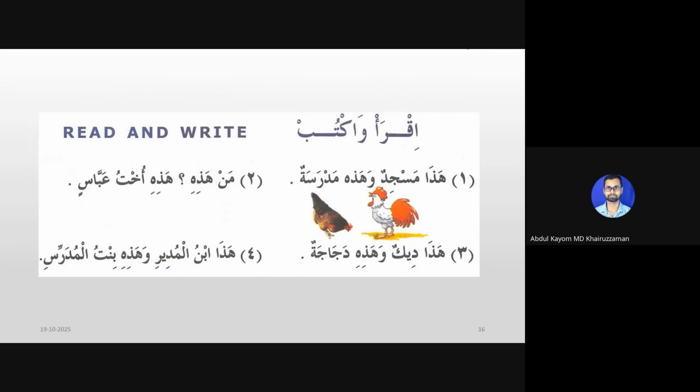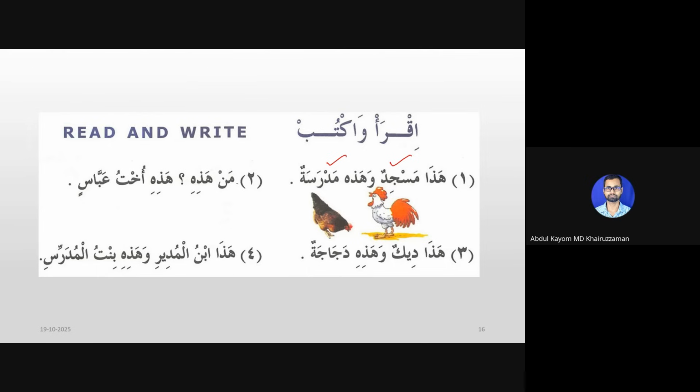Then we have read and write exercises coming. Ikra waktub, read and write. So we have some practice. Hadha masjidun. This is a masjid. وهذه مدرسة, and this is a school. Madrasa means school.